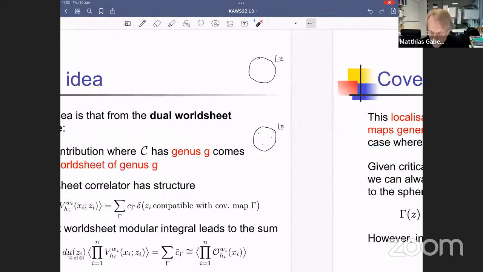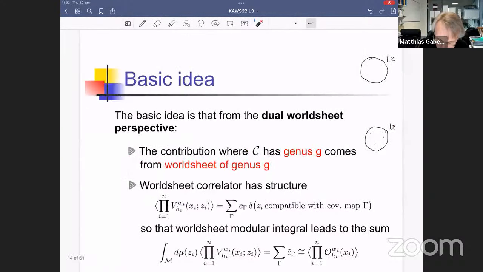there are only isolated points up here that are compatible with the existence of a holomorphic covering map once I've specified the Xs and the Ws. Because if I choose an arbitrary collection of Zs up here, then a holomorphic covering map will not exist. And the idea is that this correlation function will be localized to those configurations for which the holomorphic covering map exists. That's the picture that we want to advocate.